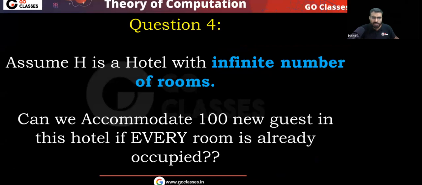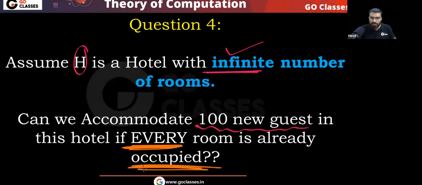In this Hilbert Grand Hotel, with an infinite number of rooms, how will you accommodate 100 new guests who are coming? Remember, every room is already occupied. Then how will you accommodate 100 new guests? What will you do? Very simple. In this hotel, you have room number 1, room number 2, room number 3, and so on, room number n. So what you will do? Every guest will go to room n plus 100.